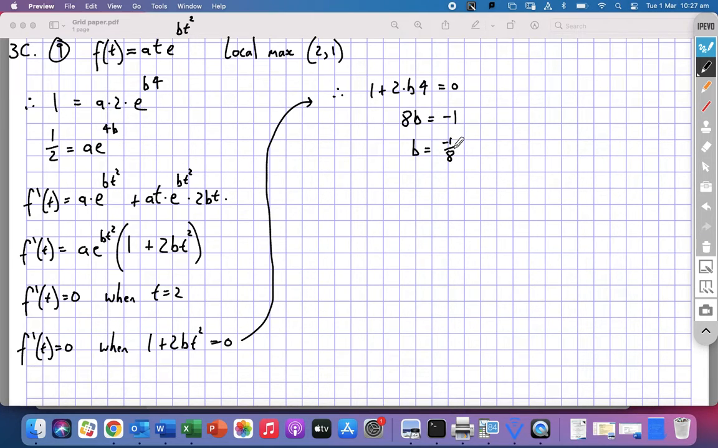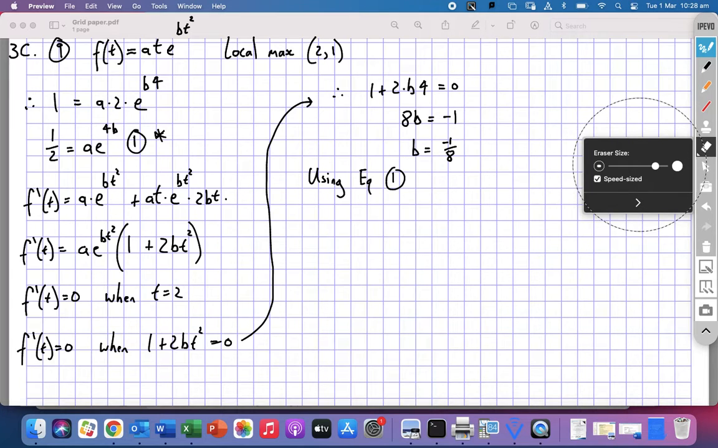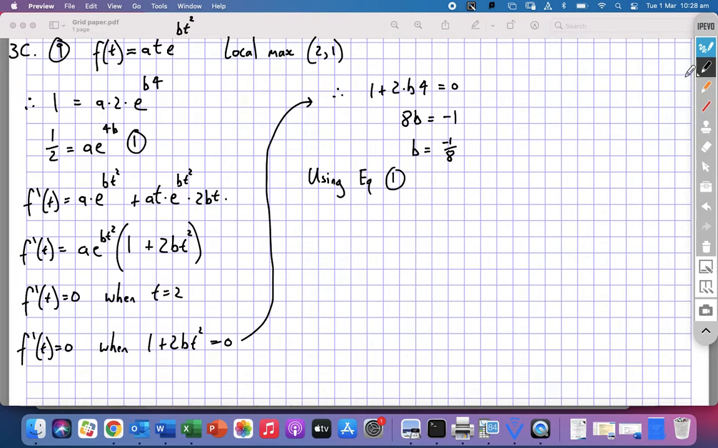Now that we've found b, I might go back to this equation over here, unless I can see something easier. Nope. So I'll make a mark, and I'll say, using equation 1. When I say making a mark, I mean you could put a little star there, or just some kind of label. I usually number my equations. Okay. Back to the question.